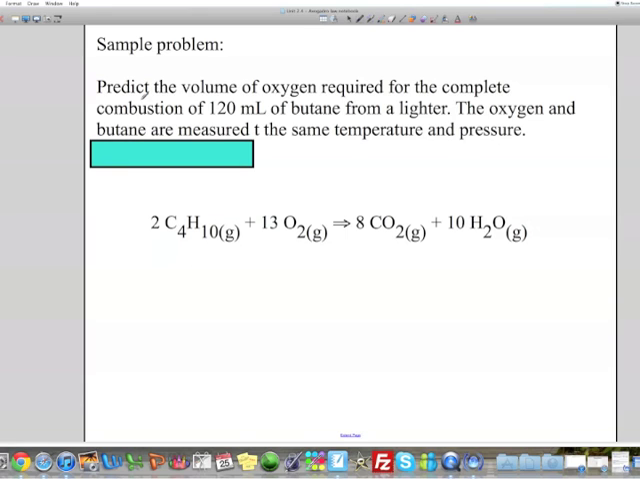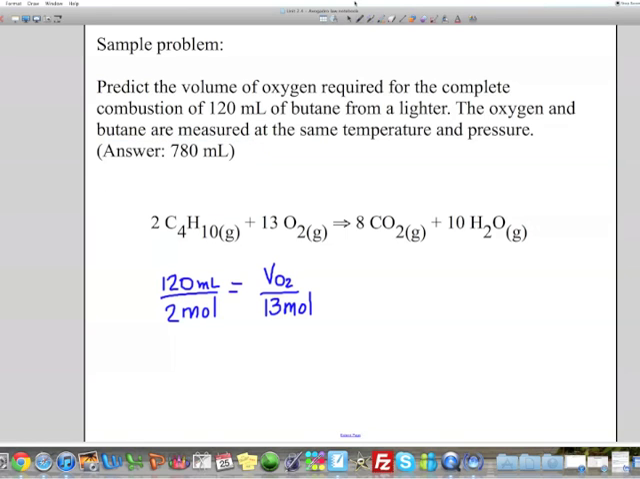So here we have, predict the volume of oxygen required for the complete combustion of 120 ml of butane from a lighter. The oxygen and butane are measured at the same temperature and pressure. So I'll cheat a little bit. I'll skip to the next slide, which is a kind of mirror image. So predict the volume. I'll highlight just to help you out. Volume of oxygen required to complete the combustion of 120 ml of butane from a lighter, right?